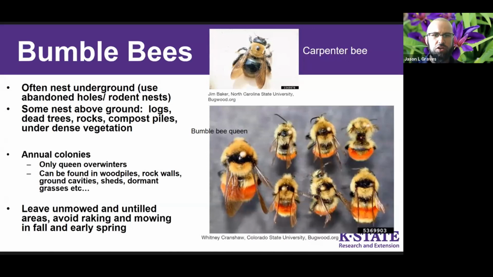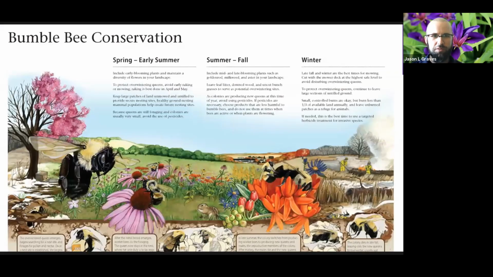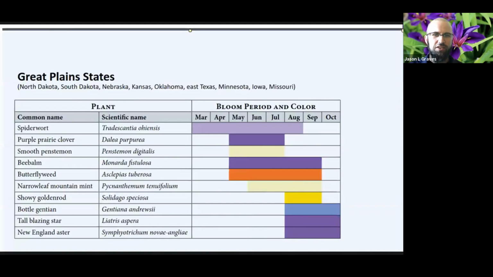So I'd encourage you to learn about bumblebees. You can look up the Xerces Society online. They have a nice little bumblebee conservation poster here that you can get, and it goes through some of that. There's also some lists of plants on the Xerces website, and I will have a list of links and resources that will be posted after this talk with the recording. So I encourage you to come back and check those links out. But this is just an idea where they've provided a list of plants blooming throughout the season for bumblebees.